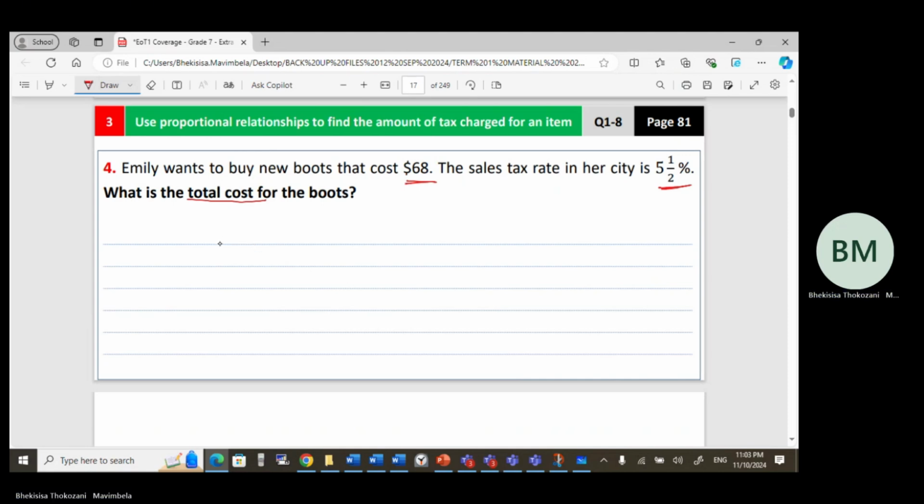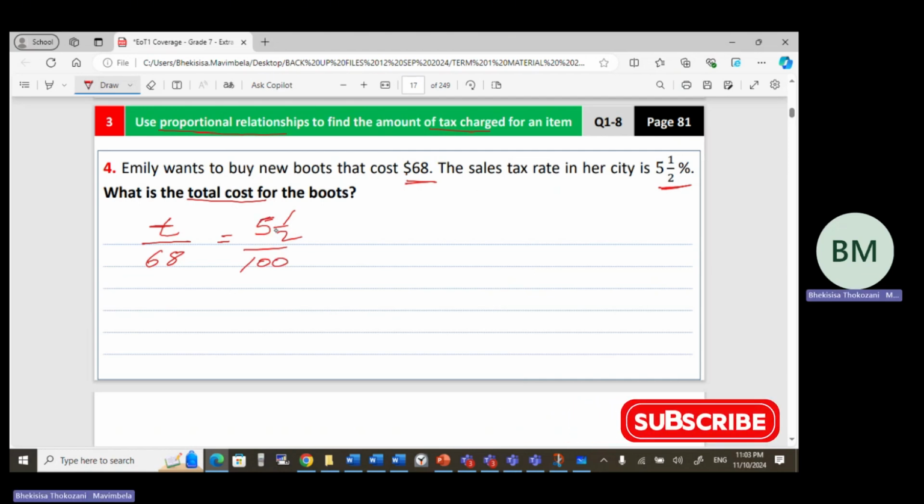As usual, I'm using the proportional relationship to find the tax charged. So I'm going to make my proportion here, which is T over 68, my tax over what I'm given, equal to 5 and 1 over 2, over 100. Now, let's make life easy for ourselves.